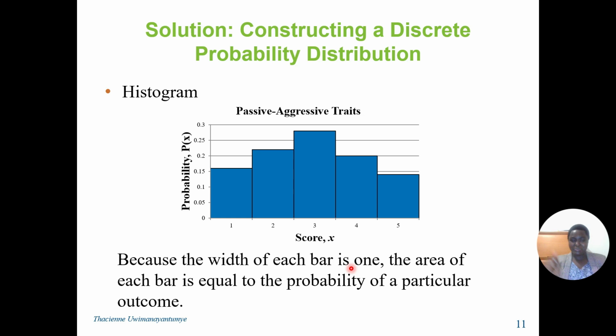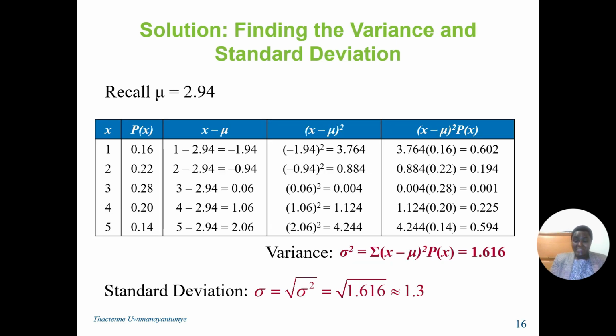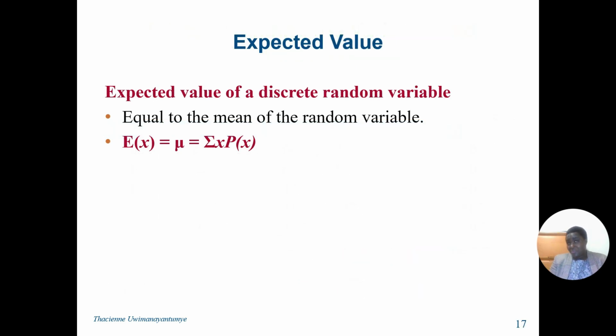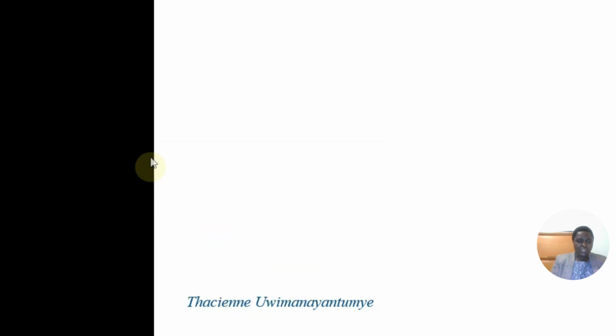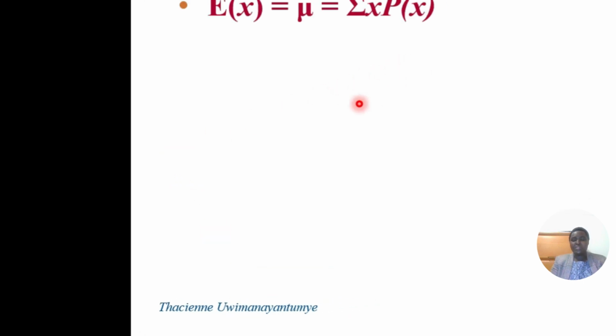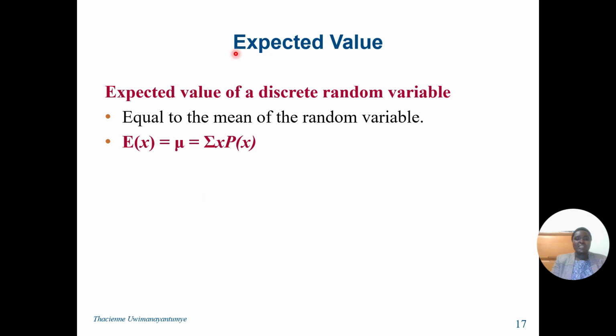So let's move on. But now what do we call expected value? You know the mean, the variance, and standard deviation. But what do we call the expected value of a random variable, or of a discrete random variable? Because here we are talking about discrete random variables. The expected value of a discrete random variable is equal to the mean of the random variable. So the way you have computed the mean is the same way that we compute the expected value of a random variable.